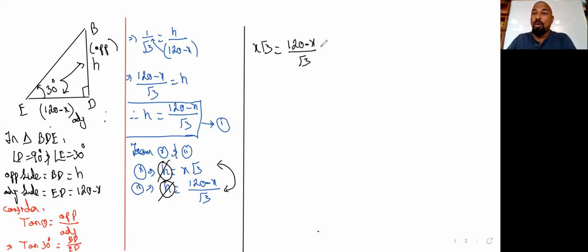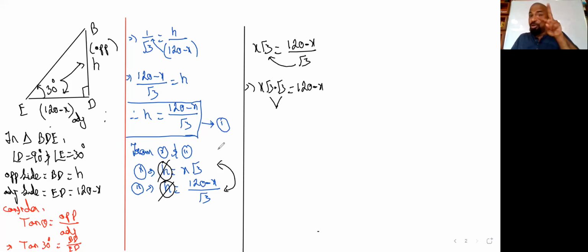And if you check it out, what is the only variable present there? The variable is only X, whereas the equal to is only one. Therefore, it's only one equation. Let us solve it for X. Let's cross this root 3 to the left side. Then what will it become? X root 3 into root 3 is equal to 120 minus X.